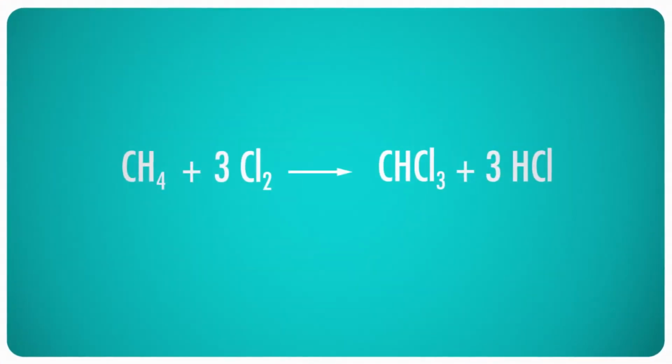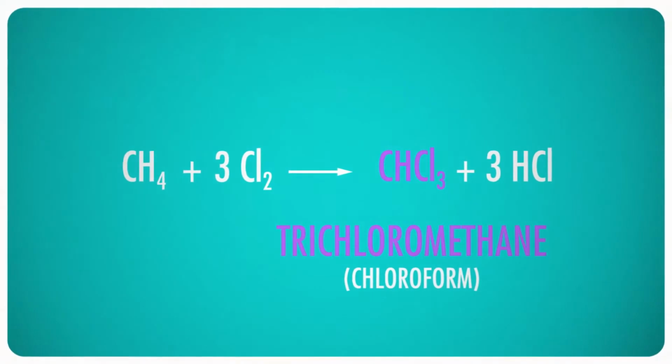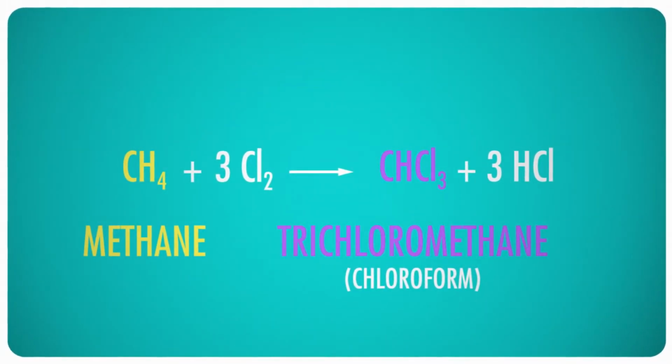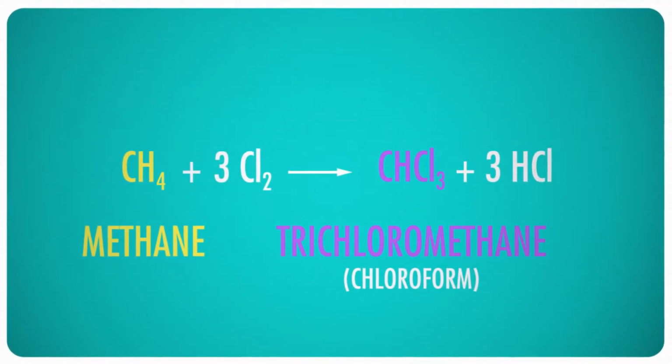The next major type of reaction that alkanes experience is halogenation, when halogen atoms, like fluorine or chlorine, are substituted for one or more hydrogen atoms in the alkane. For example, the rather well-known compound chloroform is more correctly called trichloromethane. It's a molecule of methane that has reacted with chlorine gas, resulting in 3 of the hydrogen atoms being replaced with chlorine atoms.